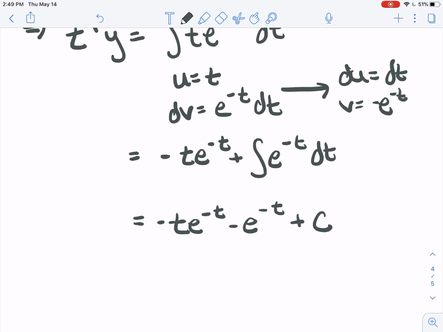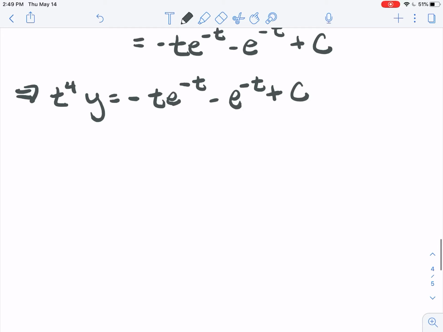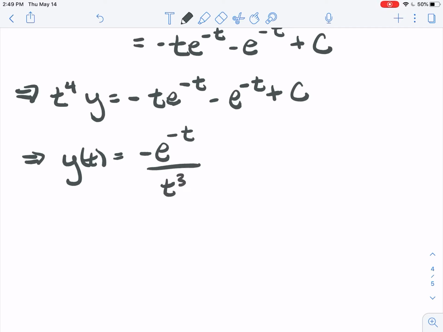What we have now is t to the 4th y equals minus t e to the minus t minus e to the minus t plus c. And I can divide through by t to the 4th and have the solution. y of t equals minus e to the minus t over t cubed minus e to the minus t over t to the 4th plus c over t to the 4th. Now that's the general solution of this differential equation. The general solution is in terms of the constant c still. So that's our general solution.